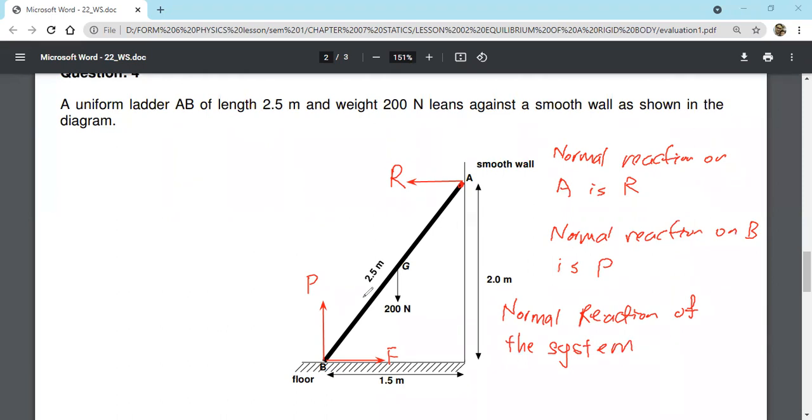Okay, the normal reaction of the system will be, let's say I use a capital R prime prime, for example. Okay, where will be the R? So R prime prime. So how to find the R? As we know, if the ladder is not moving, this means that it is in equilibrium. To find out the normal reaction of the system, if the ladder is in equilibrium, so what we need to do, I clean it here.